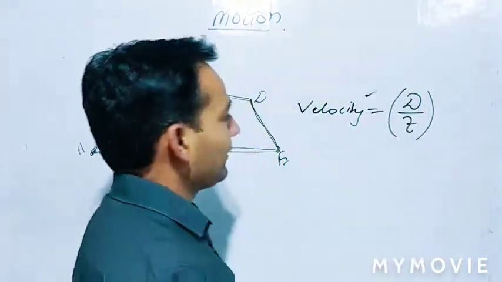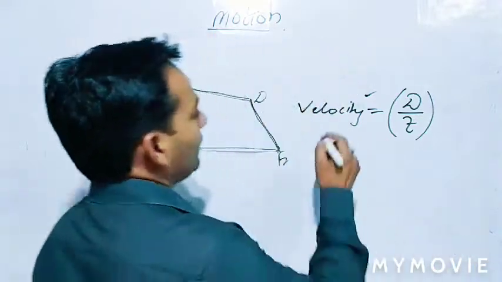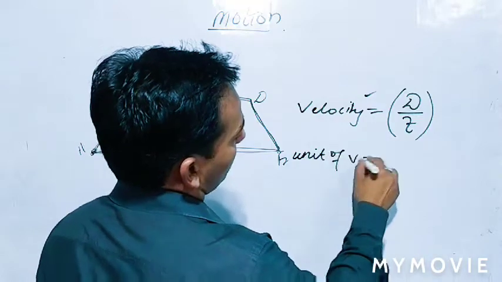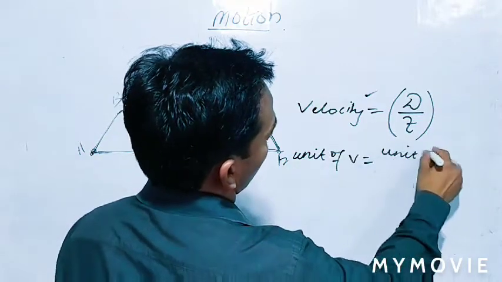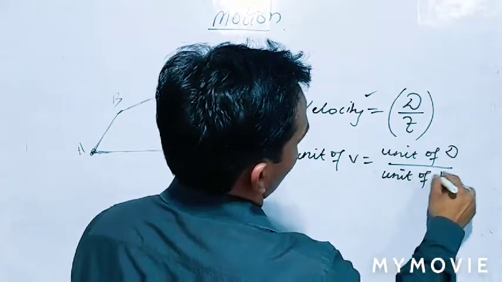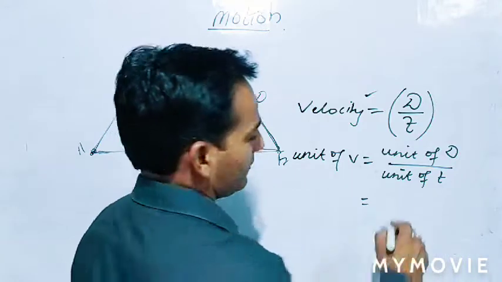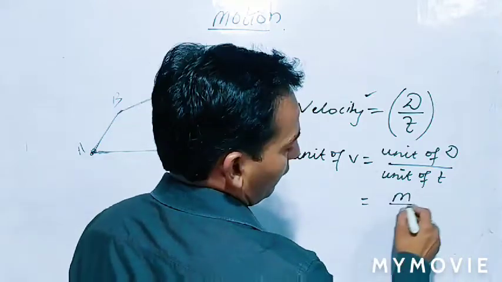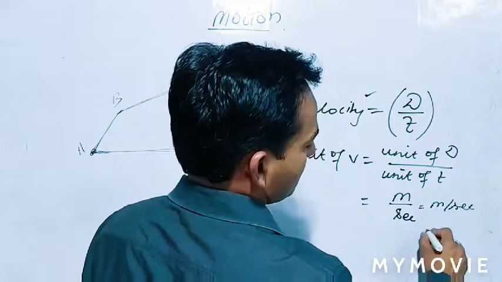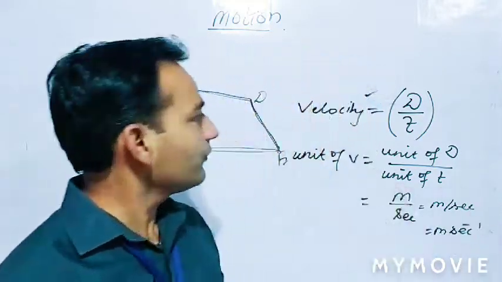Okay, and now we have one more term, acceleration. Velocity we have written, and if we have to get the unit of velocity, we will write unit of distance upon unit of time. And unit of distance we all know, fundamental units, remember that, meter, and unit of time is second. So it will be meter per second, and this is written as meter second power minus 1. So this is the unit of velocity.